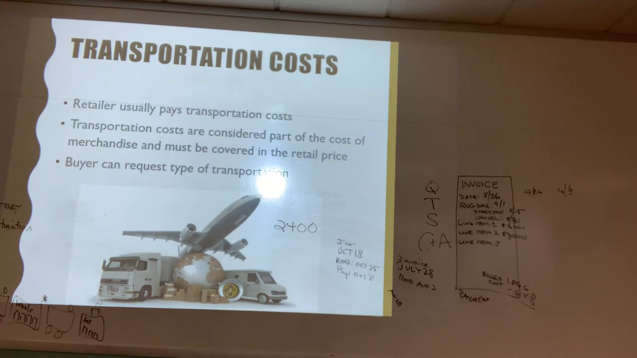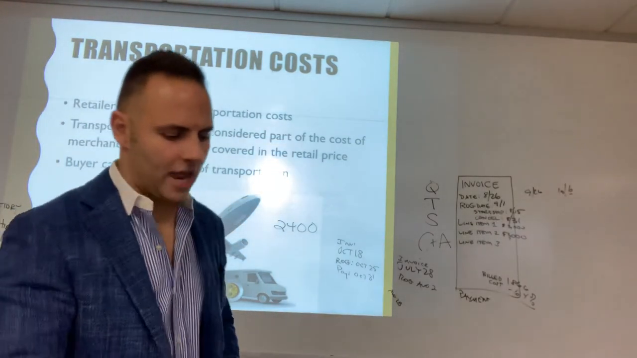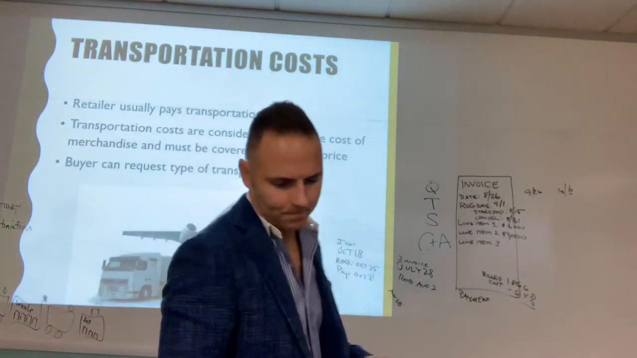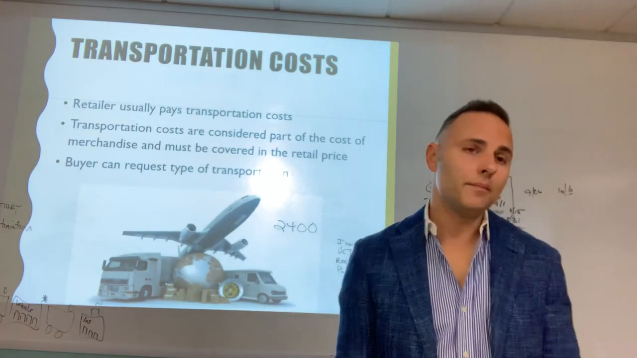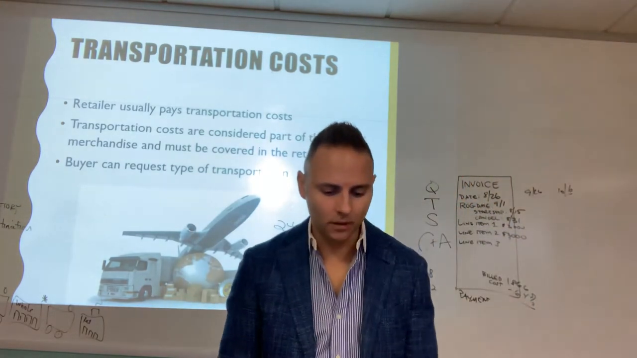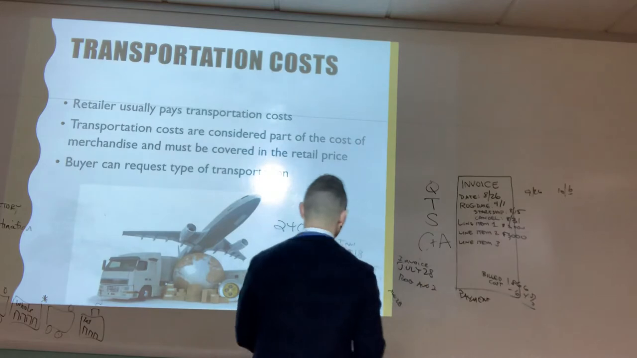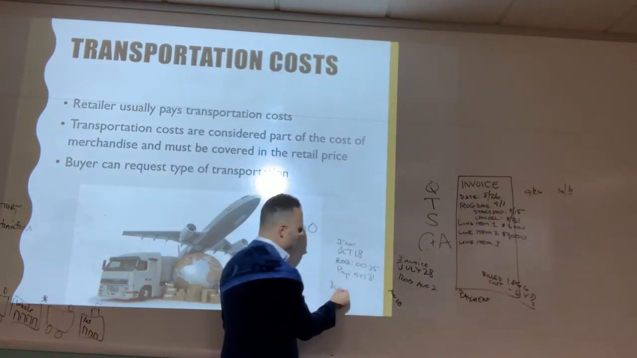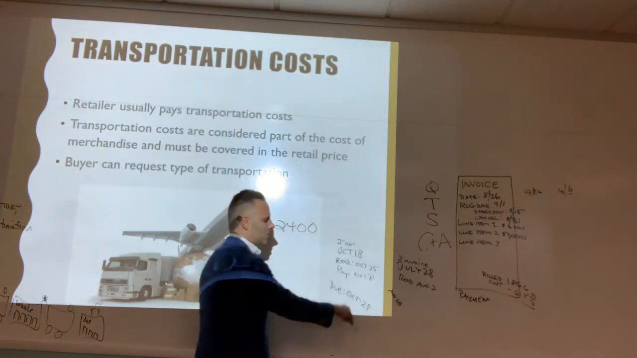When is payment due? October 28th. How'd you get it? Because I added 10 days to the invoice date. Basically we have 10 days to pay the bill. 10 days from what? Invoice date. So payment is due October 28th, right? 18 plus 10 is 28.